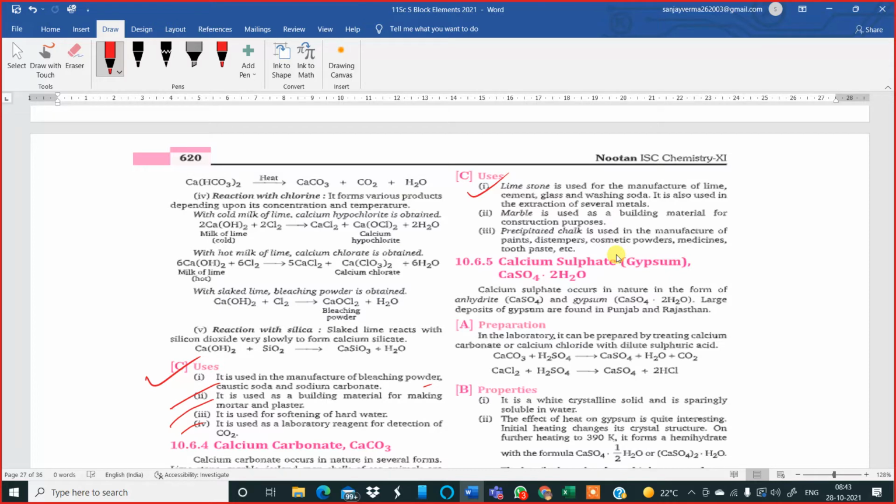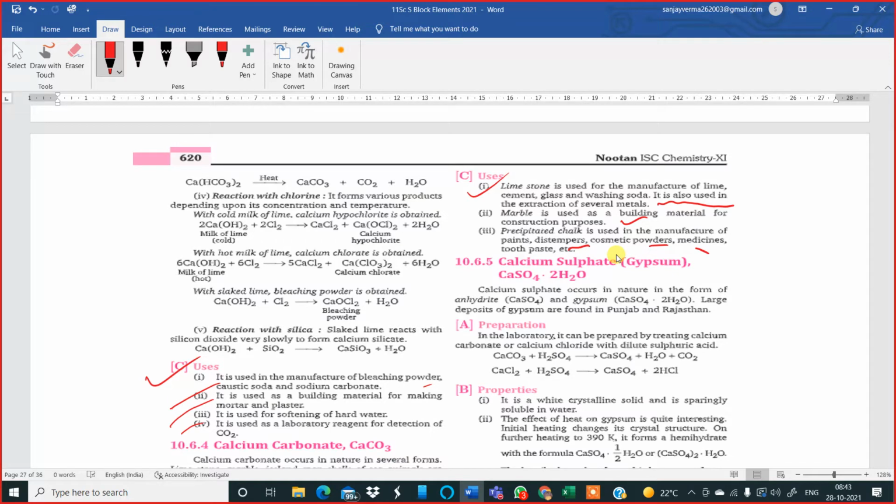It is also used in the extraction of several metals in chemistry, in the industry. Marble, that is calcium carbonate, is used as a building material for construction purposes. Now, precipitated chalk, that is calcium carbonate, is used in the manufacture of paints, distemper, whitewashing, cosmetic powders, medicines, and toothpaste. Okay, so these are the compounds of calcium carbonate which are required to be learned from this chapter.